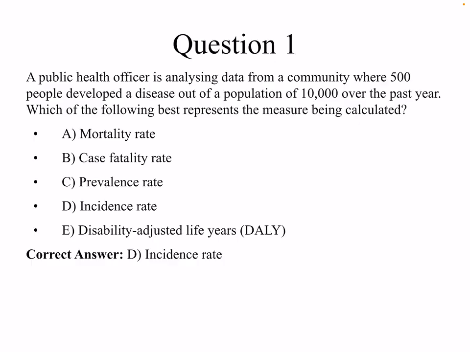A public health officer is analyzing data from a community where 500 people developed a disease out of a population of 10,000 over the past year. Which of the following best represents the measure being calculated? A. Mortality rate. B. Case fatality rate. C. Prevalence rate. D. Incidence rate. E. Disability adjusted life years. The correct answer is D.